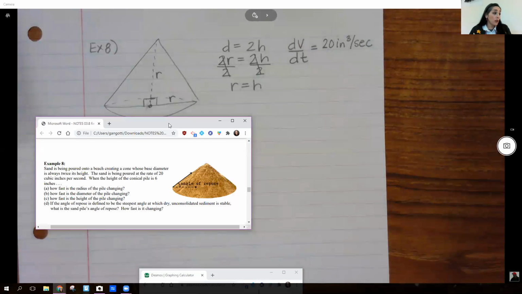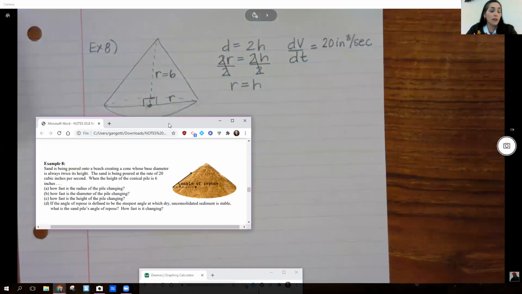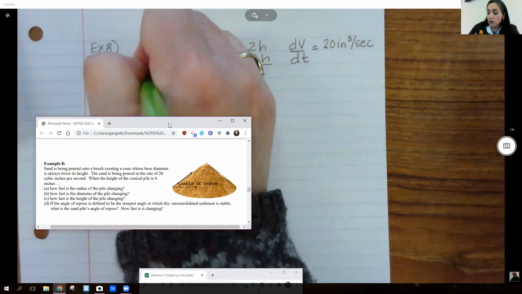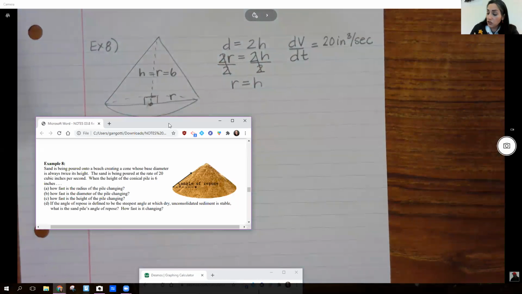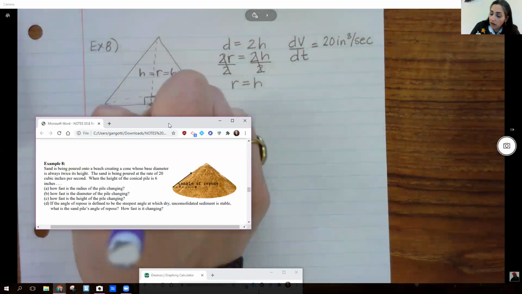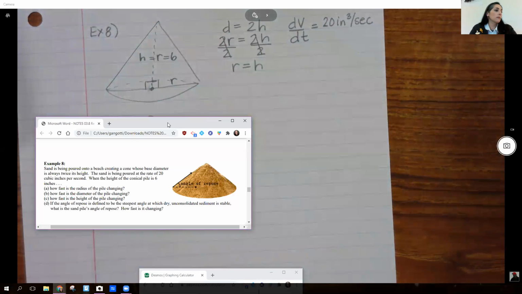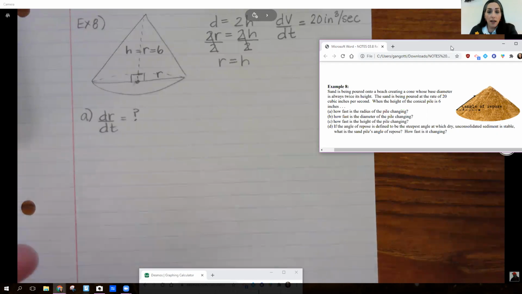All right, so what else do they tell us here? When the height of the conical pile is 6 inches, so when this is 6, that equals the height, which is also the radius. We want to figure out how fast the radius is changing. So part A is asking you for dr/dt. That's what we're looking for. All right, well, work with what you've got.